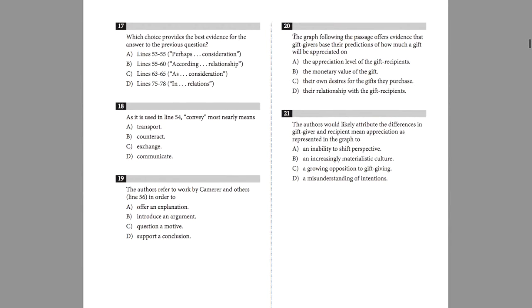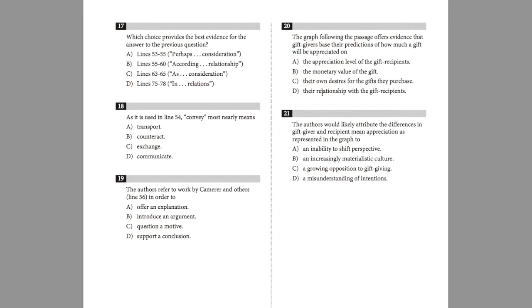It says the graph following the passage offers evidence that gift givers base their predictions of how much a gift will be appreciated on what. Now, what we're going to do here is use the answer choices, which we don't do on normal questions, but we're going to use this to calibrate our thoughts. What are they asking us about? It's either the appreciation level of the gift recipients, the monetary value, their own desires, or their relationship with the gift recipients.